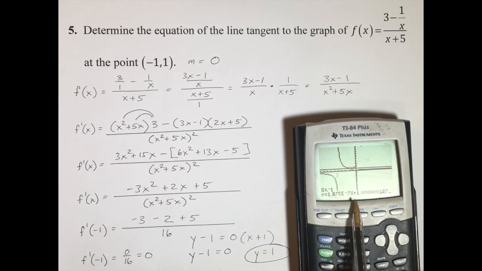So 0x plus 1.00000. This is 0x plus 1. How frustrating the way the calculator presents it.